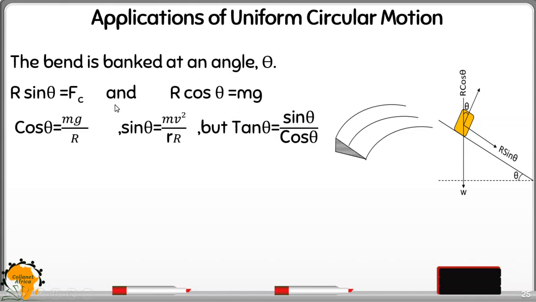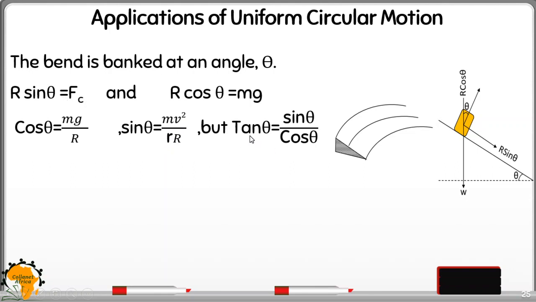From the second equation, we get that cos theta is given by mg over R. Then in the first one, we have R sine theta is equal to Fc. So sine theta is equal to mv squared over r, divided by capital R. We have differentiated these two: small r is the radius of the circular path, and capital R is the normal reaction. If you look at this part, mv squared over r is giving us the centripetal force.